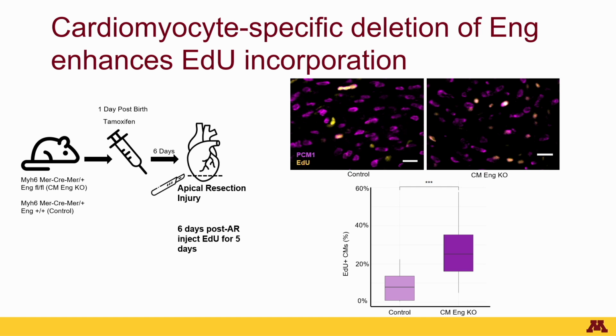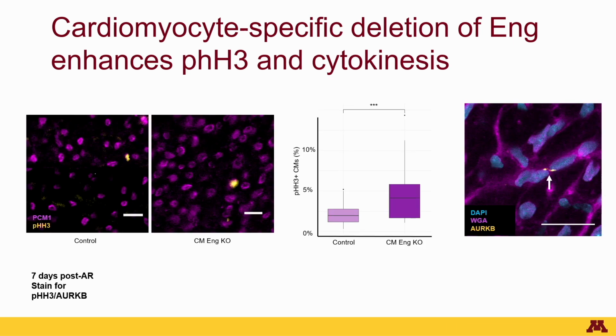And we saw a significant increase in the number of cardiac myocytes that were positive for EDU. There was about a 2 to 3-fold increase from about 8% to close to 25% of cardiomyocytes that were EDU positive. They were not just EDU positive, many of these were also positive for phosphorylated histone 3, about 4% of cardiac myocytes, and we saw some evidence of cardiomyocyte cell division as indicated by aurora kinase B staining.